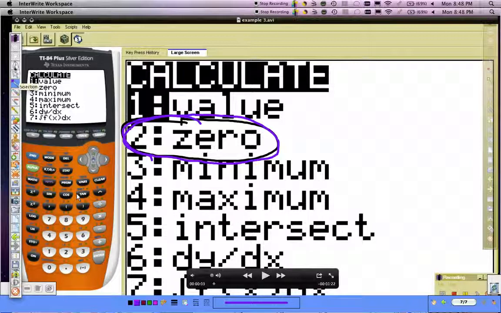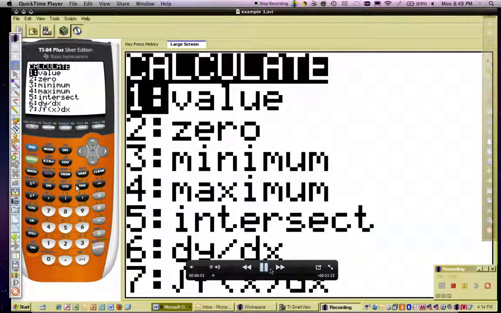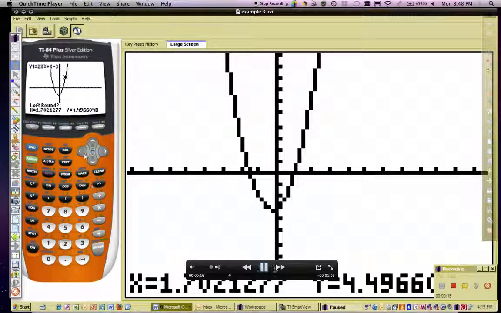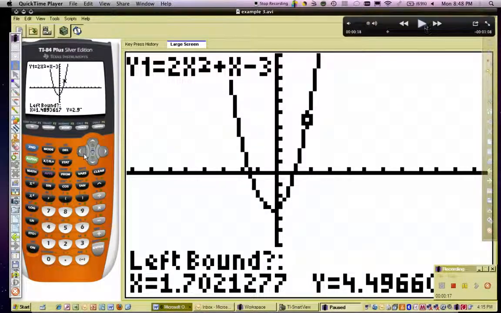To find the zeros, we want to first select 0. We can either press the number 2 or move the cursor down until it says 0, and hit enter. Once we press 0, a little cursor comes up flashing on our screen, and it says left bound. First off, we have to handle each one of the zeros one at a time. So right now, I'm going to concentrate on the one on the left, because the one on the right looks like it might be pretty easy.